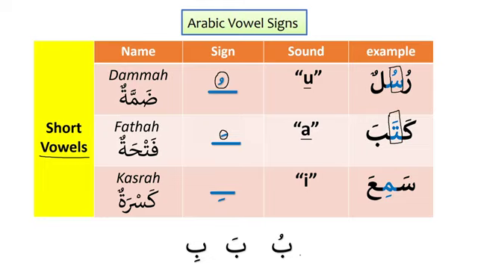So you can place them on all the letters one by one, and you can get that sound like Bu, Ba, Bi. Similarly, all the letters, if you want to practice more, starting from Ba up to Ya, you can practice them with the basic short vowel signs, and inshallah you will master them once you practice them all. So these are the short vowels.